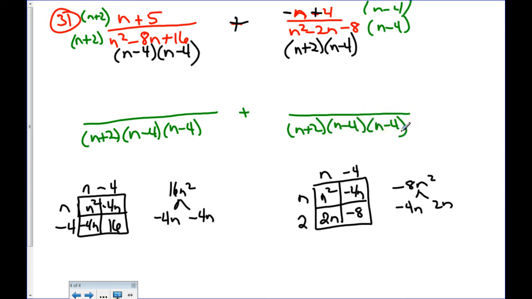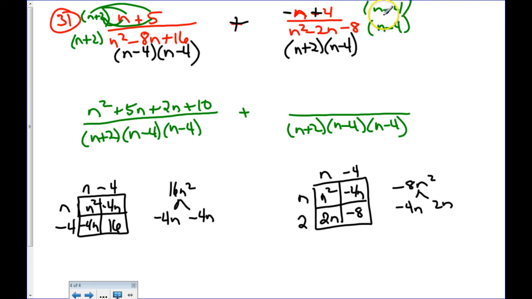We have two binomials in the numerators that need to be multiplied together, so we need to FOIL those out. n times n is n squared. n times 5 is 5n. Now we need to do the second term here. 2 times n, 2n. And 2 times 5, 10. I'm just going to leave it like that for now.